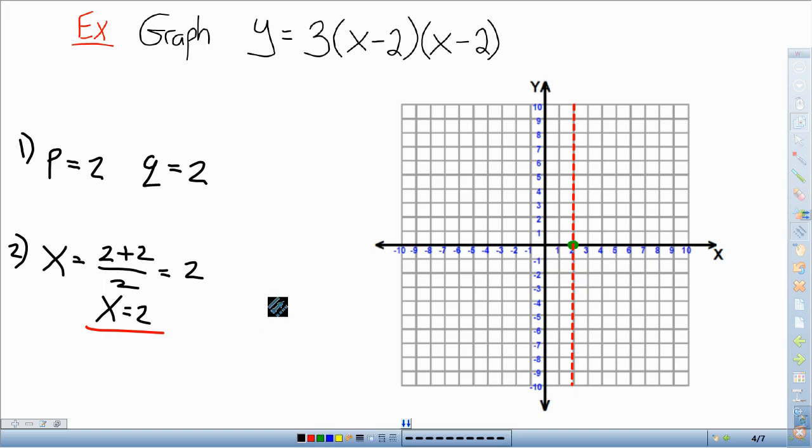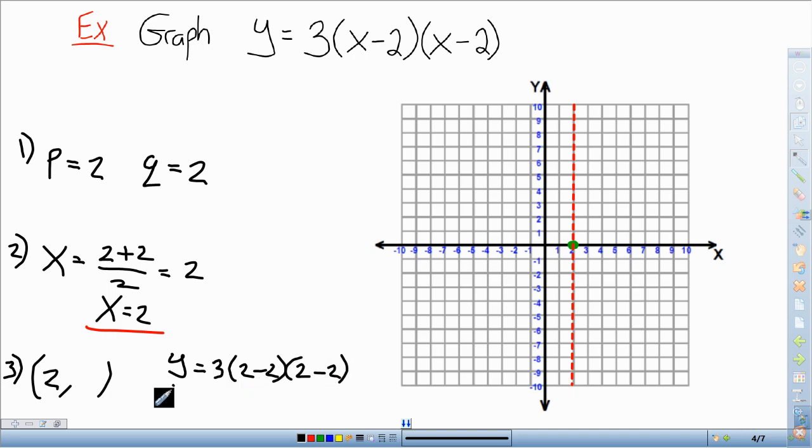All right, next thing, let's go ahead and plug in our values here and get our vertex. We know our x value is 2. What's our y value going to be? Well, let's plug it back into our equation real quick, see what happens. So we get y equals 3 times (2 minus 2) times (2 minus 2). All right, so these 2 minus 2s are turning into zeros, right? So we have 3 times 0 times 0. That's all just y equals 0. So my vertex is at positive 2 on the x, 0 on the y, that same exact point.